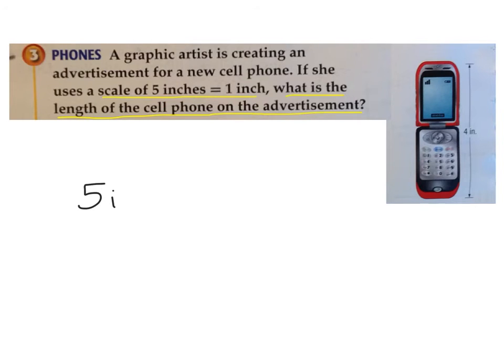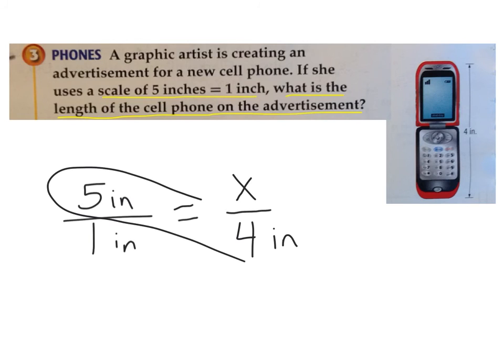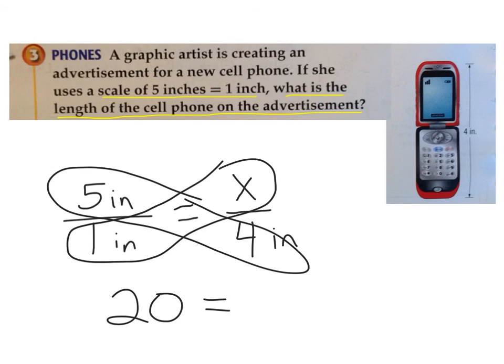So I know that 5 inches in the model is going to equal 1 inch in reality. Now over here in this picture, this shows us the actual length of the cell phone. It's 4 inches. So the actual length is going to go on the bottom. I want to create a proportion. 4 inches is the actual length, and I want to figure out the model length. Now I could do my cross products here, and I could say 5 times 4 is 20, and that's going to equal 1 times x, which is 1x, which just equals x. So x equals 20, and I have to remember my label is going to be inches. So in the advertisement, it would be 20 inches.